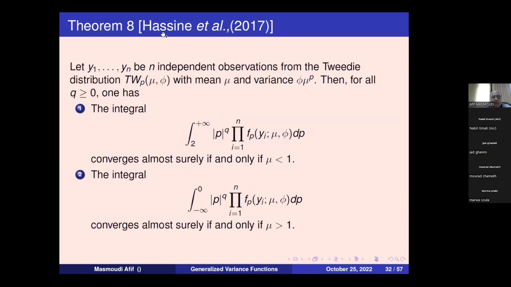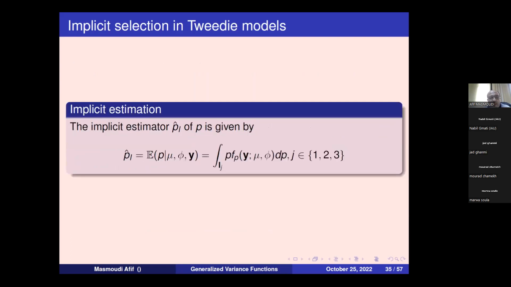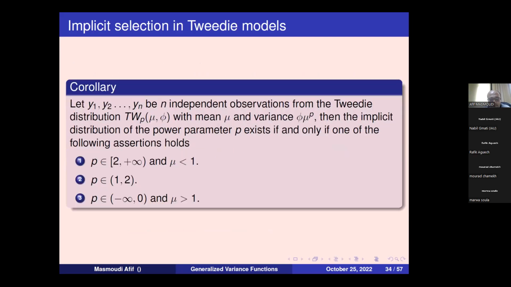So here, in collaboration with Hassin in 2017, we prove the existence of the implicit estimator of P. So the implicit estimator exists in these cases.